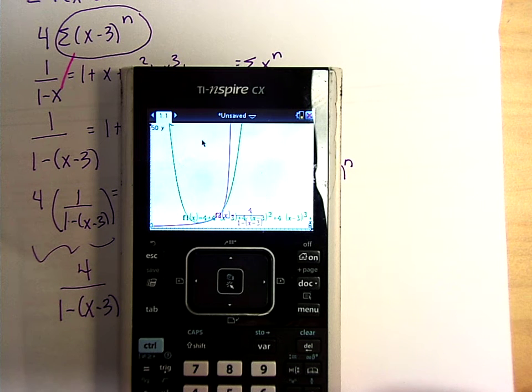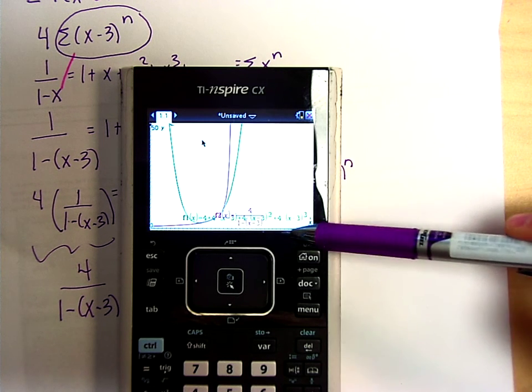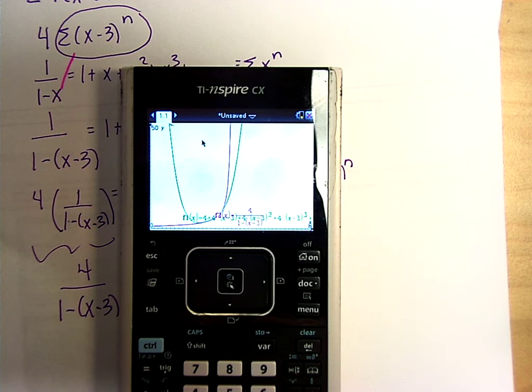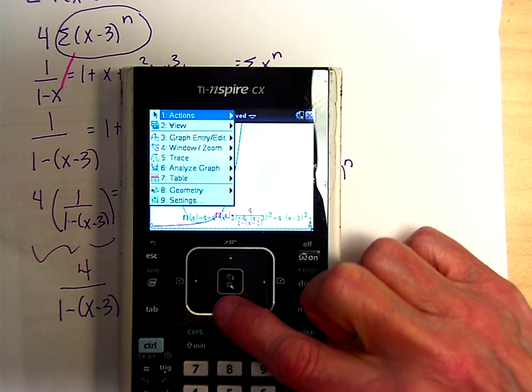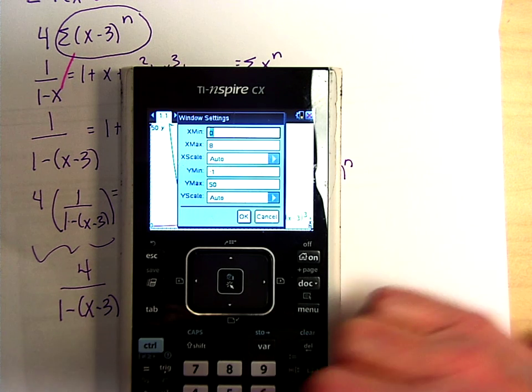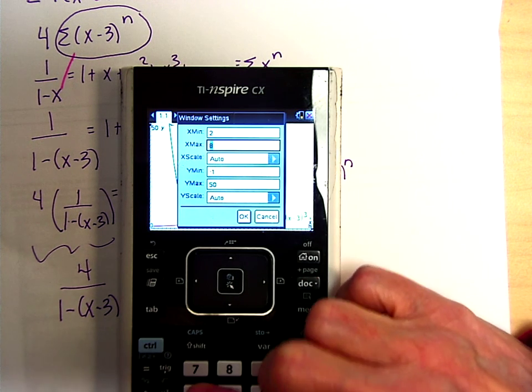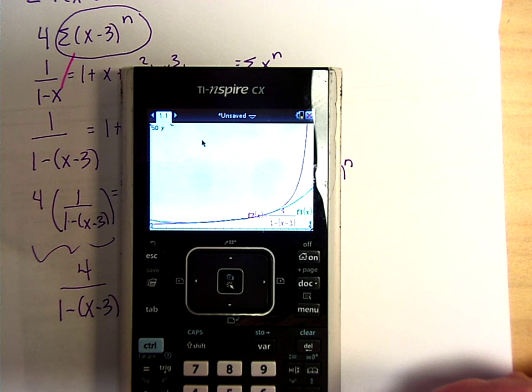So this is a great indicator that outside the interval of convergence, the function and the power series are not similar. But if I am on the interval of convergence, which we calculated to be 2 to 4, the power series and the function represent each other pretty well.